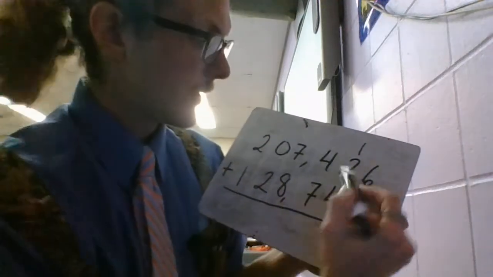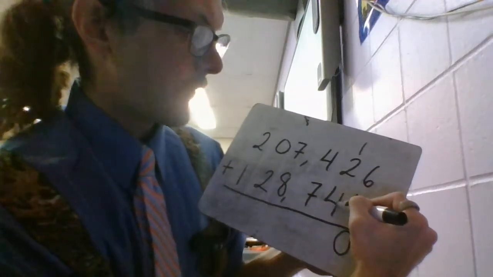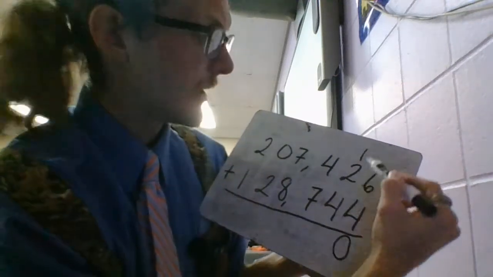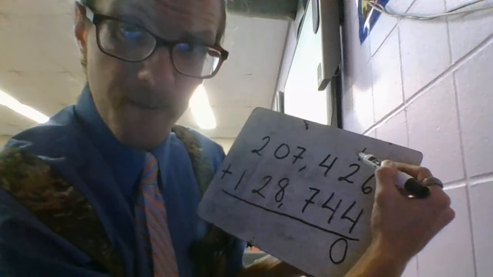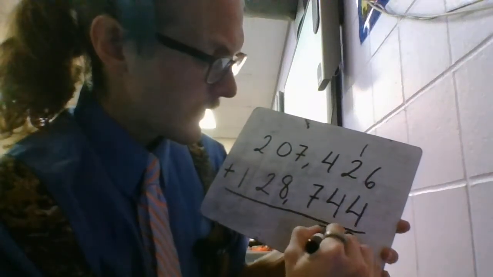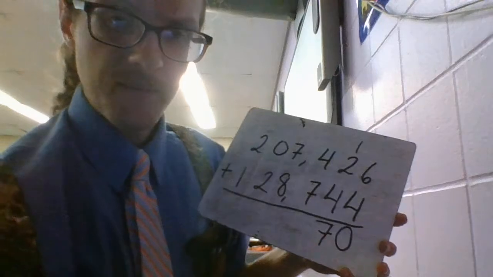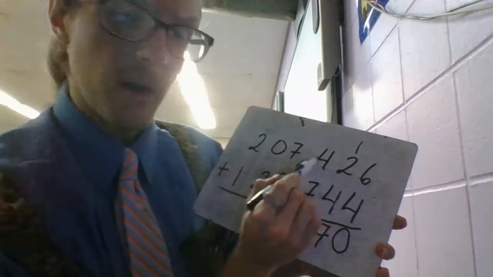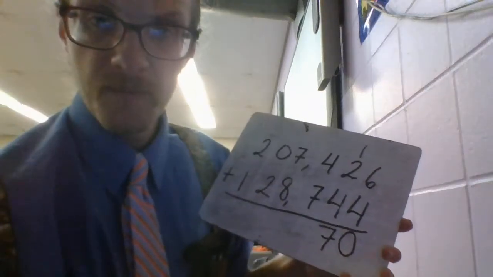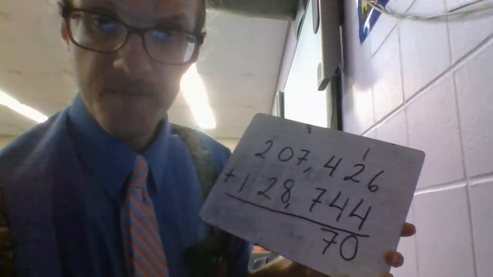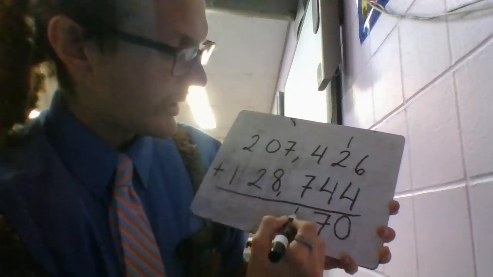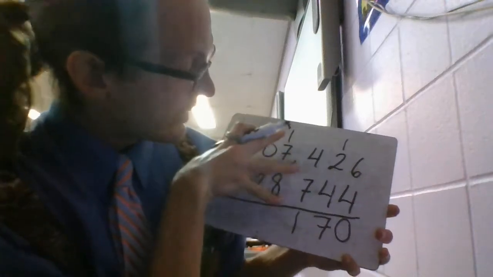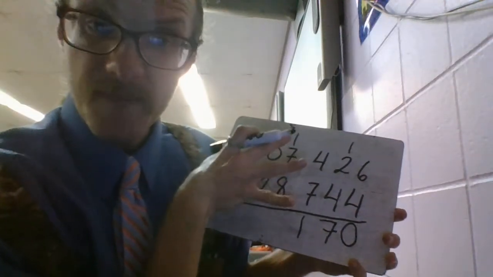Now we're going to move on. 2 plus 4 equals what? 6. You're right. Plus that 1 that we brought over is 7. Good. 4 plus 7 is 11. We're going to have a 1 down here and a 1 up here. See, 1 and 1 is 11.